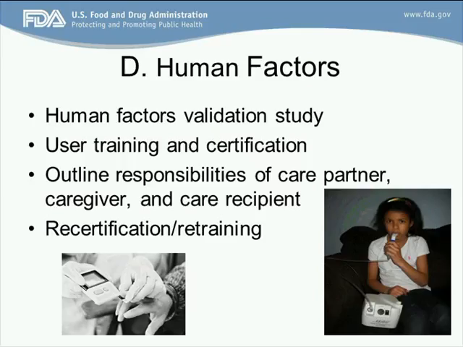Outline your responsibilities. If there's a care partner, or a caregiver, or the care recipient, they might all have different types of responsibilities, and tell them specifically what they should be doing. If there is a need for recertification every year, every few months, or any type of retraining, if there has been a recall of a portion of your device and you need to educate them on what that is, find ways to get that to the individual who's going to be using that device.